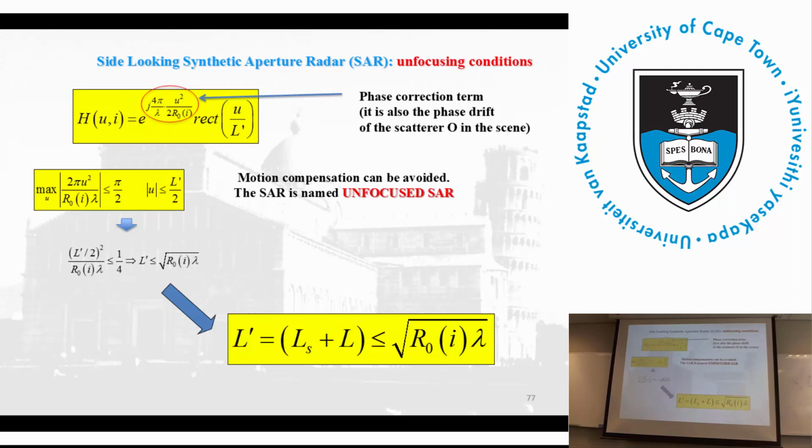And if I apply this for the maximum value, which now becomes a function of this parameter, I find out that this parameter L prime will have to be less than the square root of the product of R0 times lambda. So this tells me that I can focus over an image size that is determined by this L prime. This L prime, if it's greater than L, which could be, then limits the size of the scene that I can obtain that is still focused without performing motion compensation. And that's the so-called unfocused SAR.